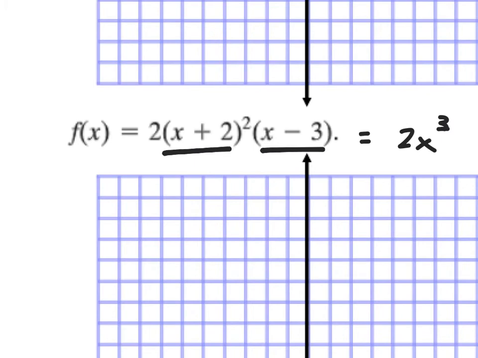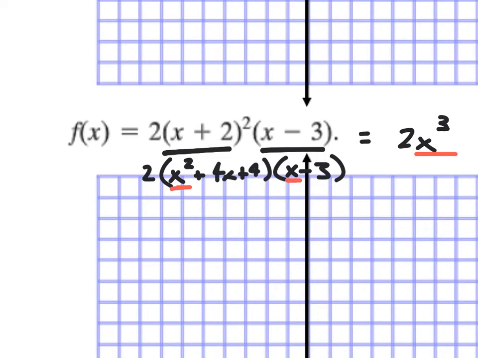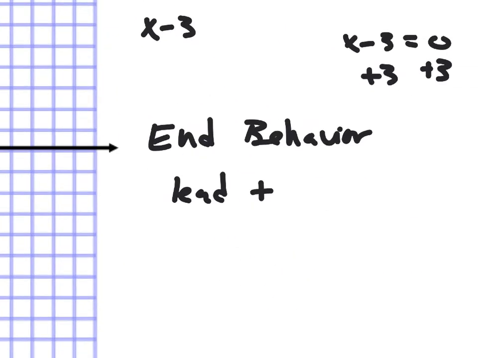Now, how I got that was I did this. If I think about multiplying out x plus 2 squared, that's going to become something like x squared plus 4x plus 4, multiplied by 2. If I multiply that again by x minus 3, one of the things I'm going to do is take x and multiply it by x squared. That's what gives me x cubed. And once I multiply all that stuff out, I'm going to have to multiply the 2 into everything, and that's where that 2 comes from. So my leading coefficient is positive, but my degree is 3.